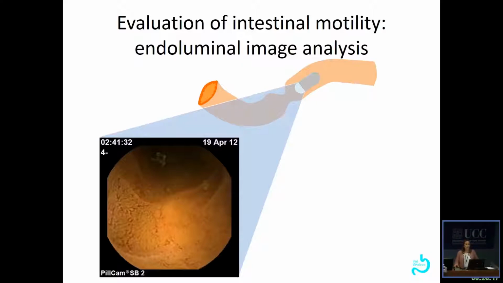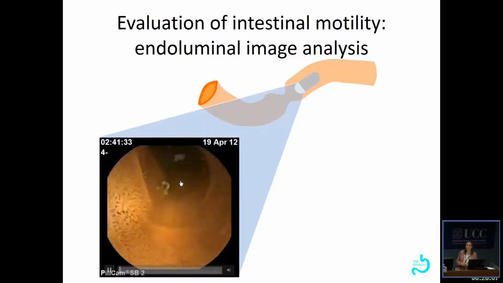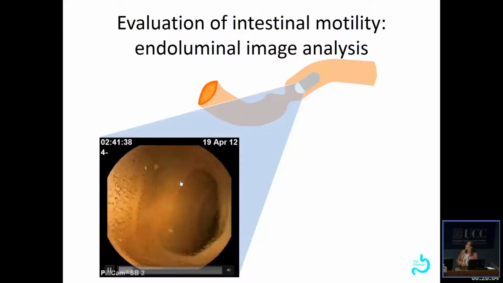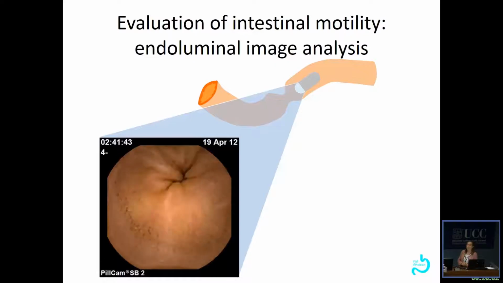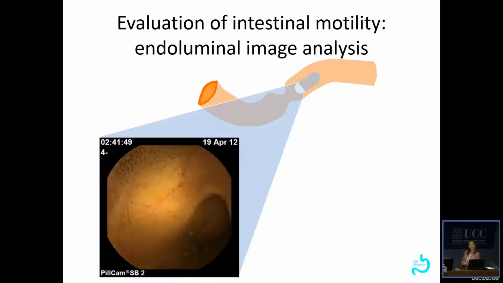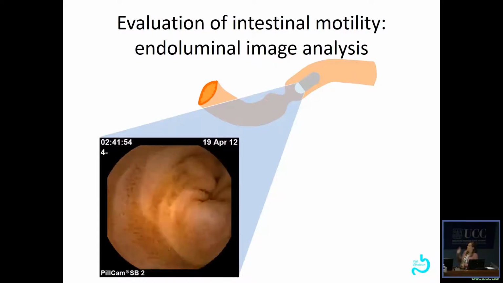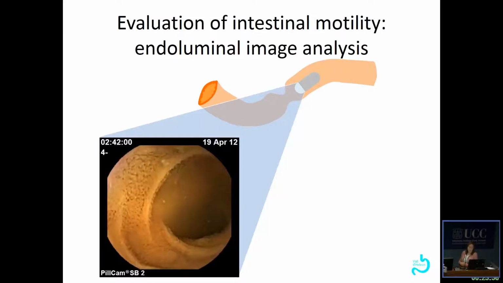So when we started, it was when the endoscopy capsule came out. And we had a look at the images. And as you can see here, of course, you can see the mucosa, that is what it's thought for, but you can also see intestinal contractions. So we thought that maybe we could measure motility using the capsule images.